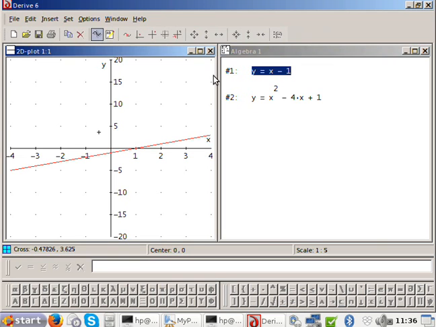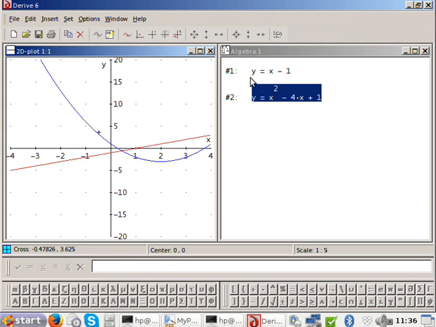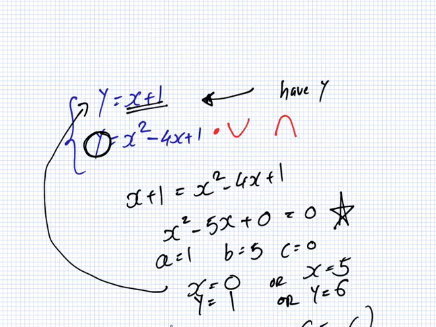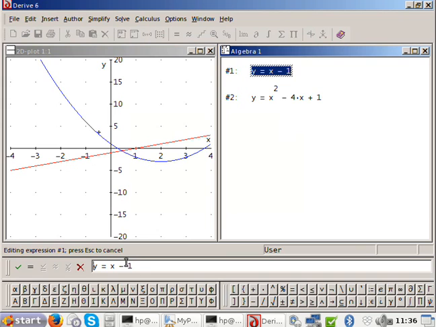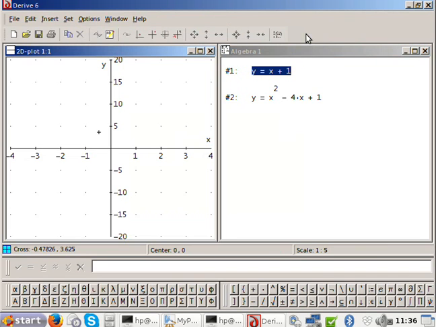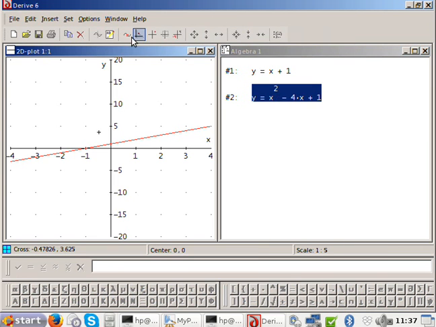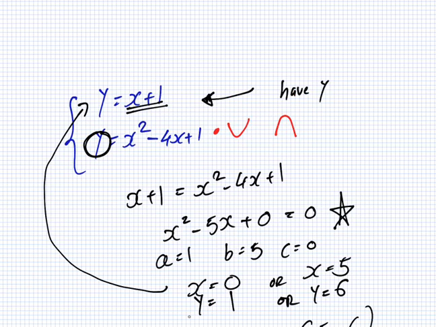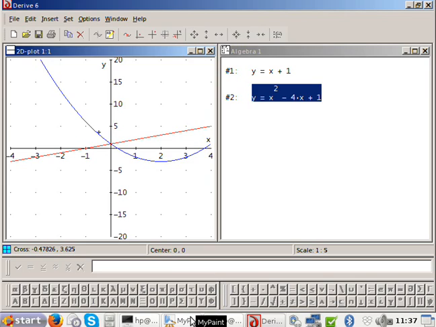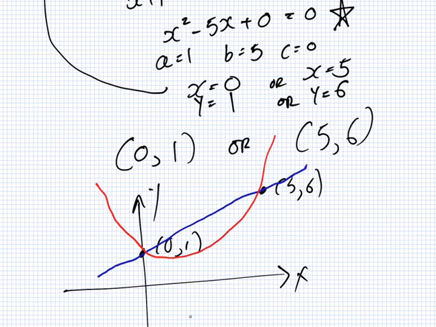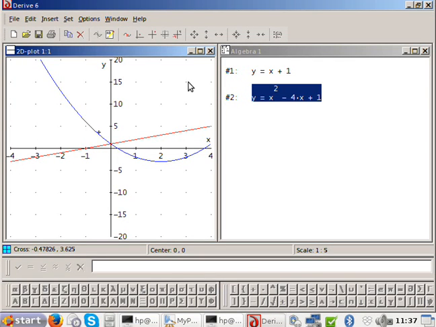Did I write these down wrong? x plus 1 for the other one as well. Plus 1. There we go. One more time. Teacher is confused. x plus 1, x squared minus 4x plus 1. Is that it? Oh yeah, pretty similar.